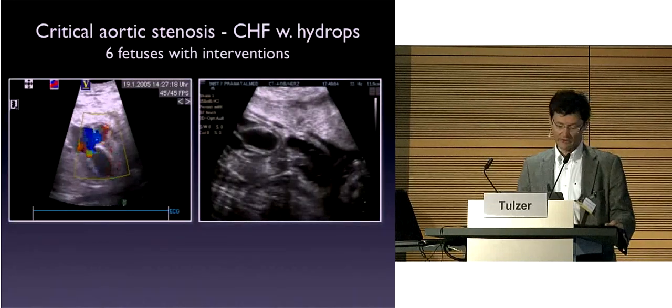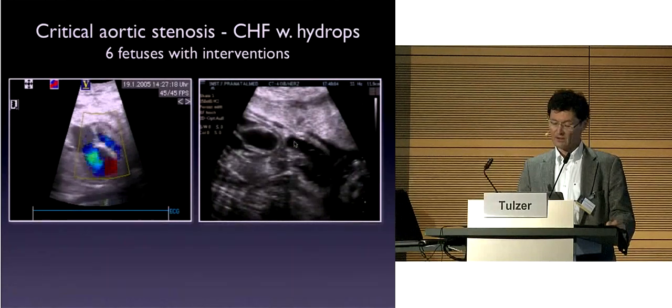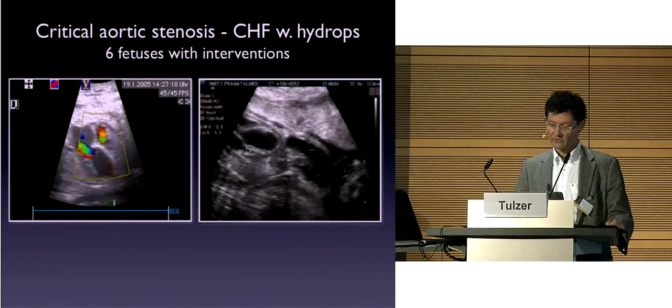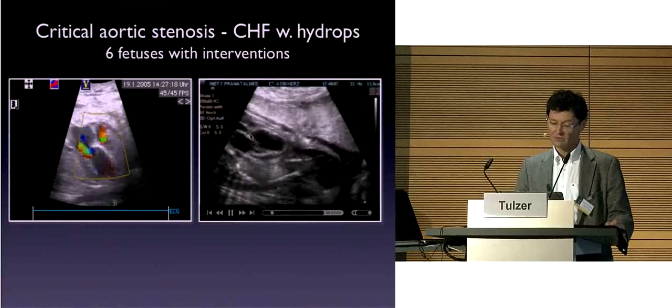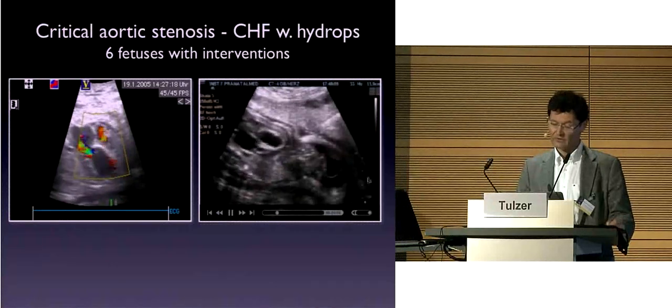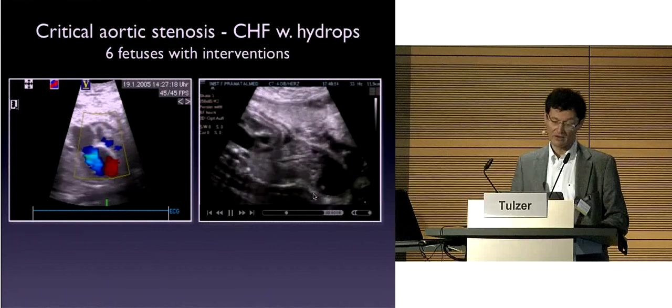This fetus as well had severe right ventricular dysfunction, so we not only have mitral regurgitation, but also tricuspid regurgitation, and you can see this large amount of ascites. This was at the time of intervention when we tried to dilate the aortic valve. Here's the aortic valve, this is the ascites, so this fetus was in severe congestive heart failure as well.